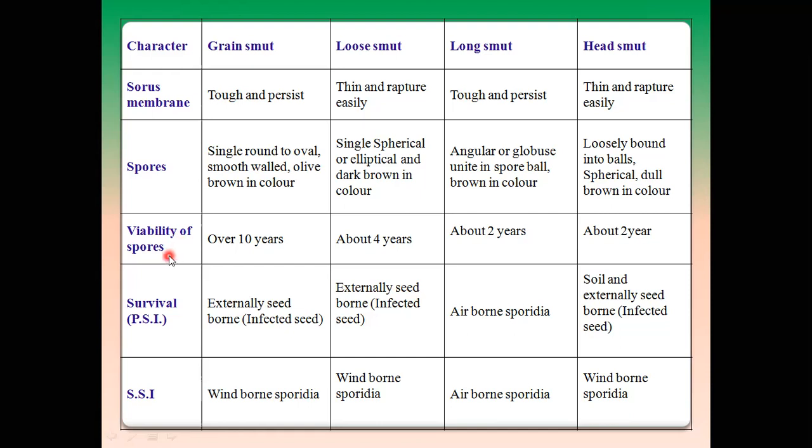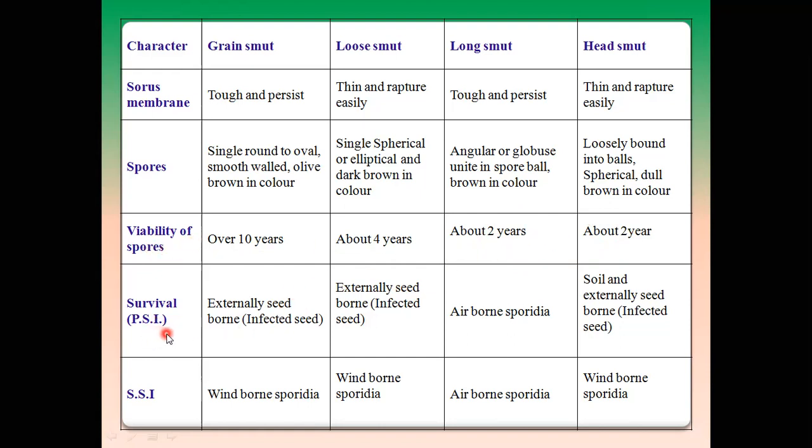Then viability of these spores, meaning survival of these spores in the absence of the main host crop under unfavorable conditions. In grain smut, the pathogen survives over 10 years or more than 10 years. In loose smut, these spores are viable for 4 years, and in the remaining two diseases, long smut and head smut, the pathogen survives about 2 years. So this is the viability of the spores.